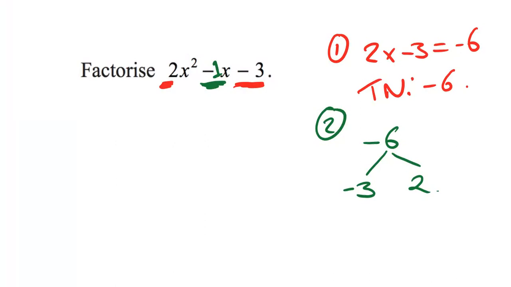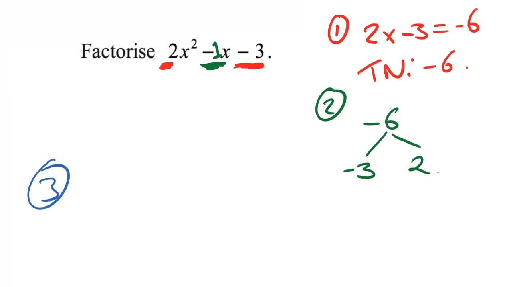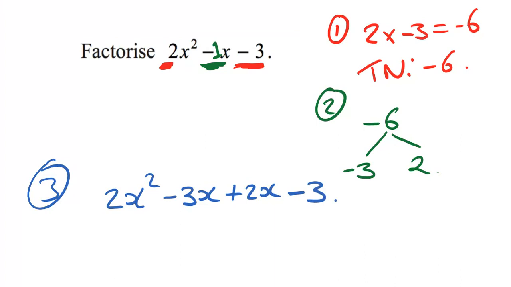Step number 3. We are now going to rewrite our original quadratic, but we're going to split apart that middle term into those two component pieces. What I mean by that is we're going to keep the 2x squared the same, but that middle term, we're going to write as minus 3x and a positive 2x. We'll keep that minus 3 the same. So I've taken those numbers and written them here. It's still the same thing: minus 3 and plus 2 is still minus 1. We haven't altered the quadratic.